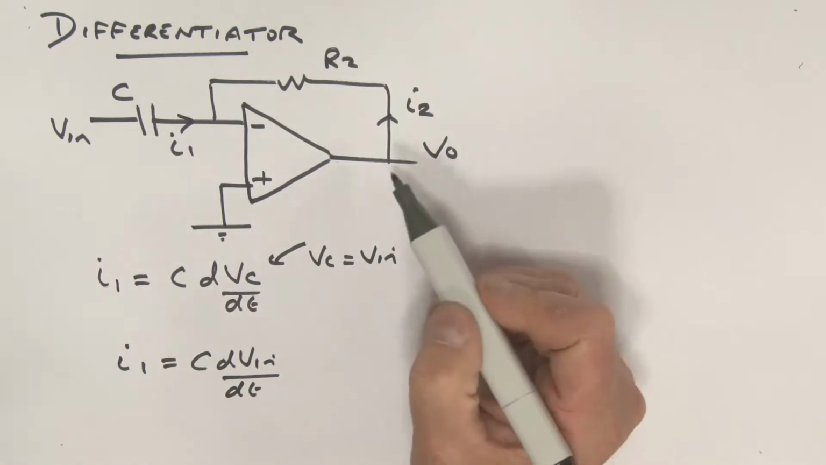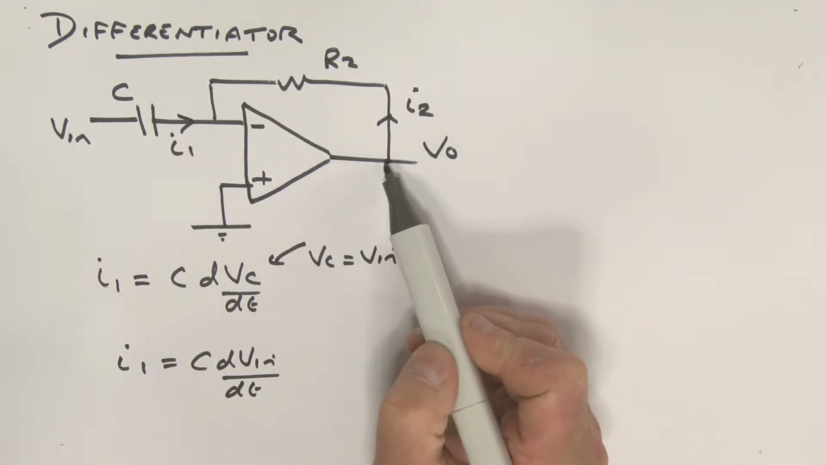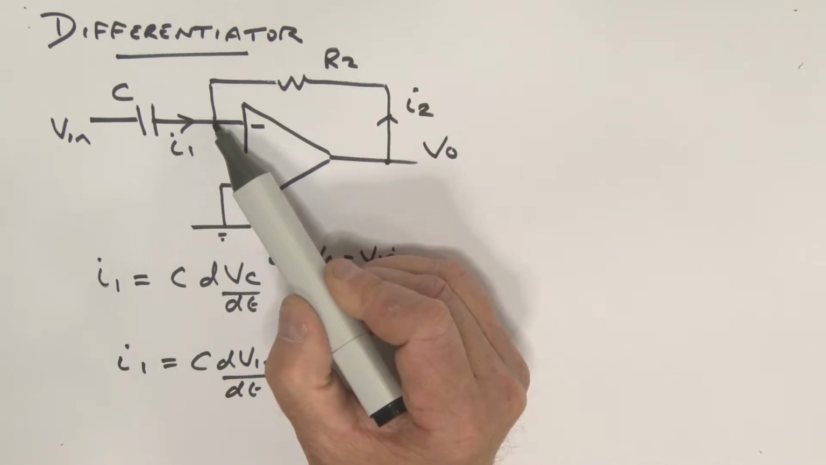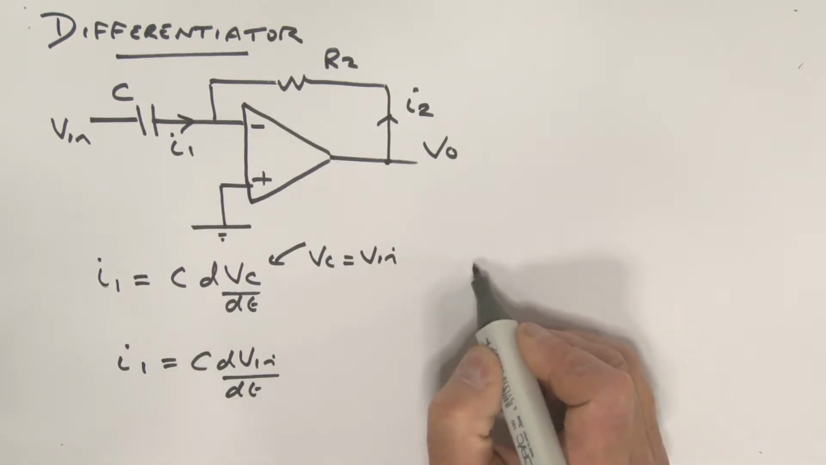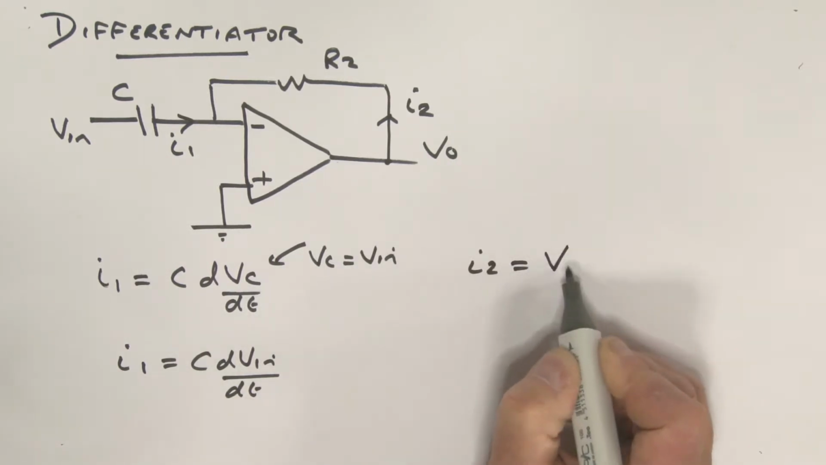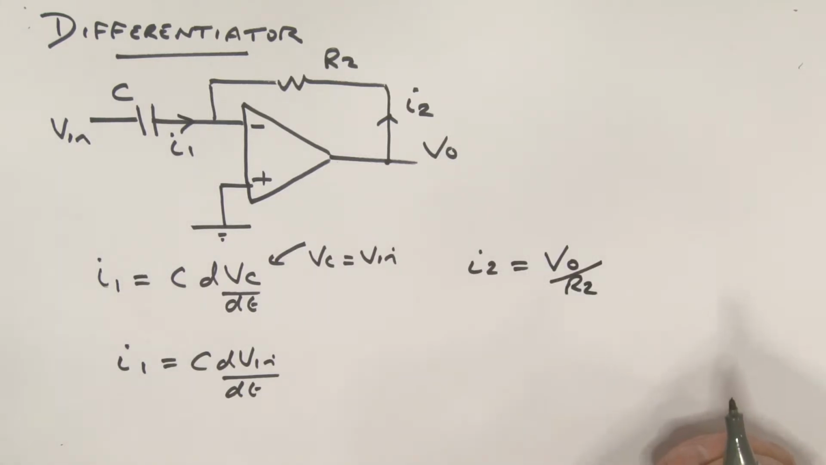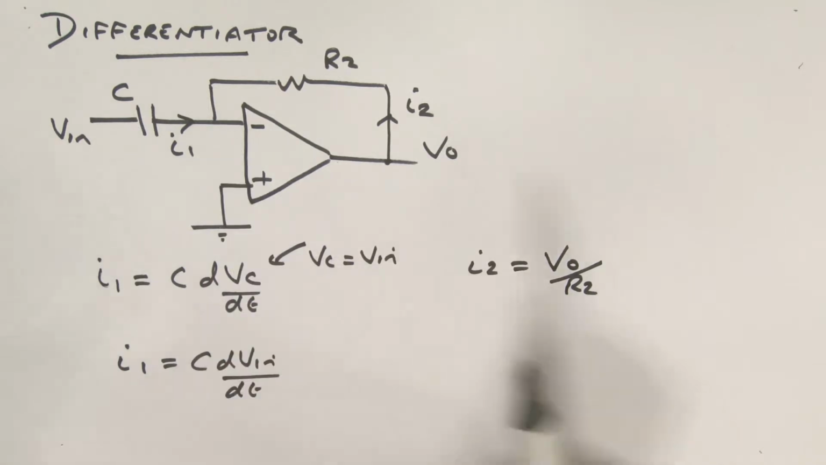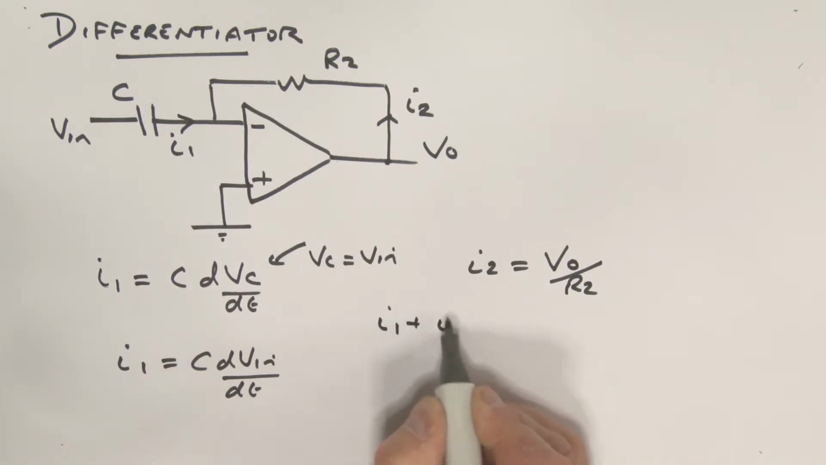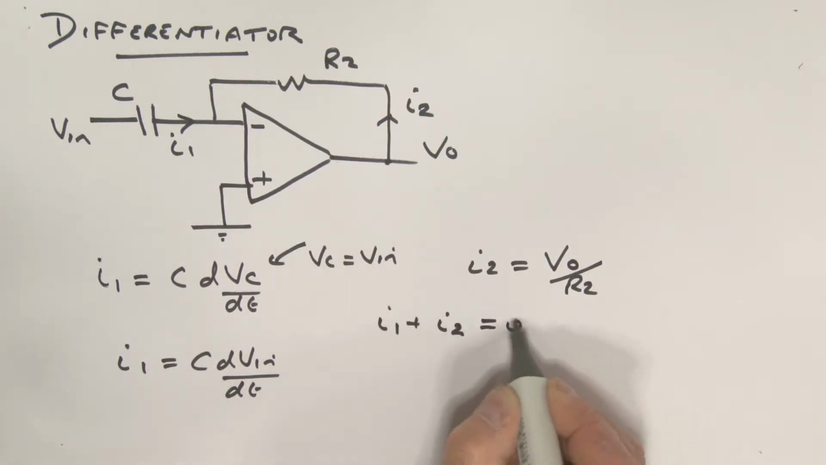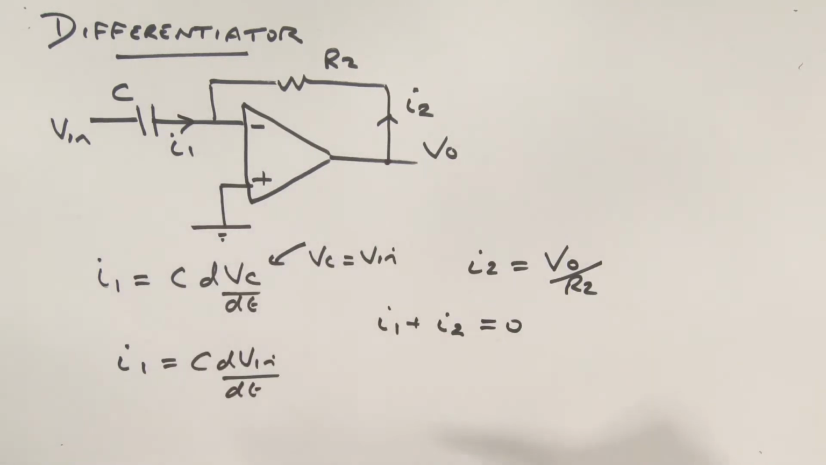All right, now the current I2, let's look at that. Well, VO on this side, a virtual ground on this side, so VO is across R2. And so we can say the current I2 is equal to VO divided by R2. All right, let's sum the currents going into this node. We've got I1 going in, we've got I2 going in, and so I1 plus I2 is equal to 0. That's neglecting any current going into the op-amp, which is negligible. Looking at this expression, we can say that I2 is equal to minus I1.